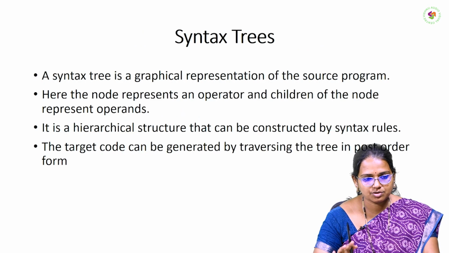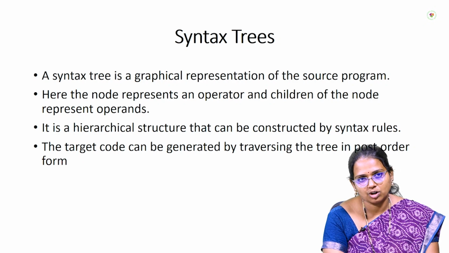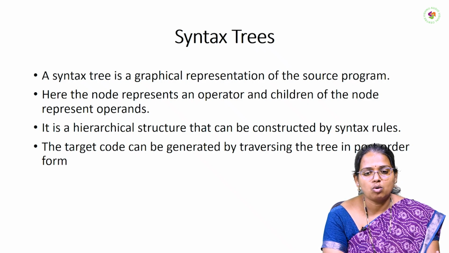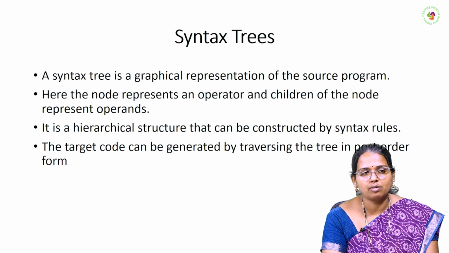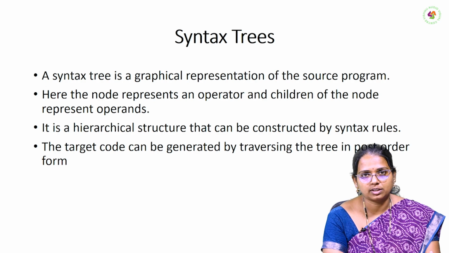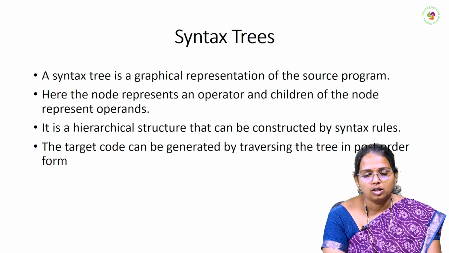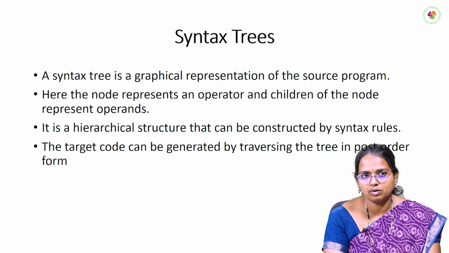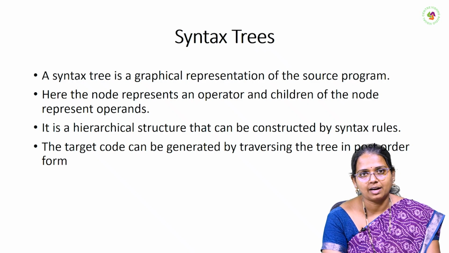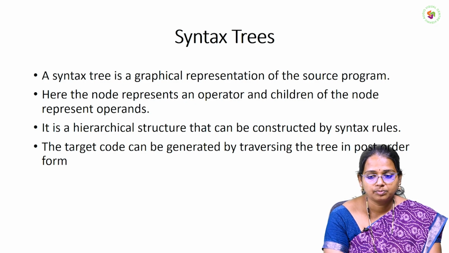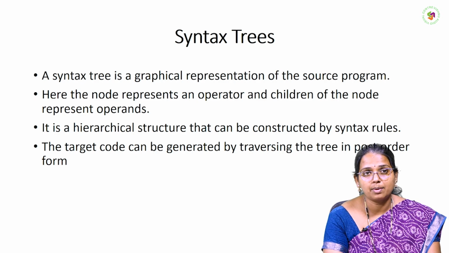When we go for syntax trees, it is a graphical representation of our source program. As it is a tree, every tree will contain both a node and children. Here the node represents an operator and the children of the node represent the operands. A hierarchical structure will be constructed based on the semantic rules. How will the target code be generated? As we know, the intermediate code should be converted into a target code. If the intermediate code is in the form of a syntax tree, then the code is generated by traversing the tree in post order.